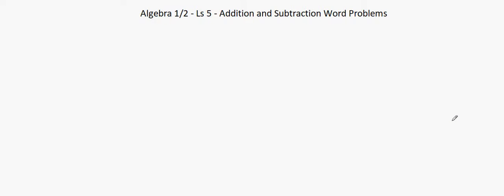Algebra Half, Lesson 5. You can find it on pages 20 and 21 in your blue books. It's called Addition and Subtraction Word Problems. Word problems are no different from any other problem. We just need to build the operation from a situation or a story.